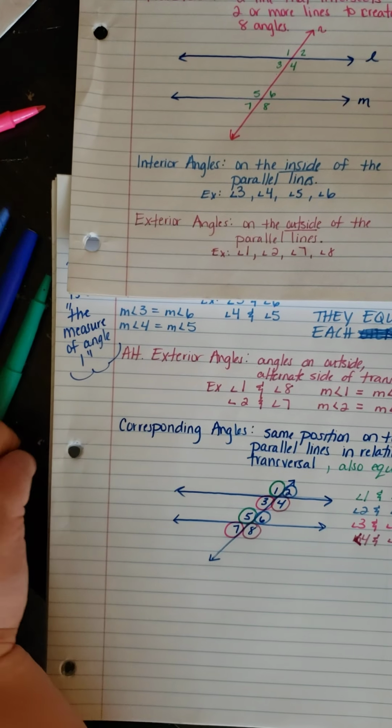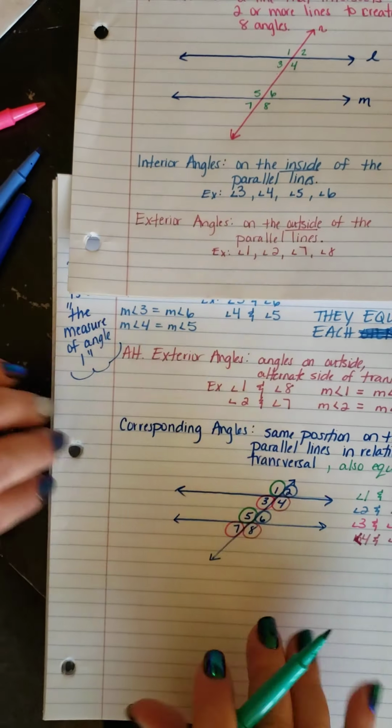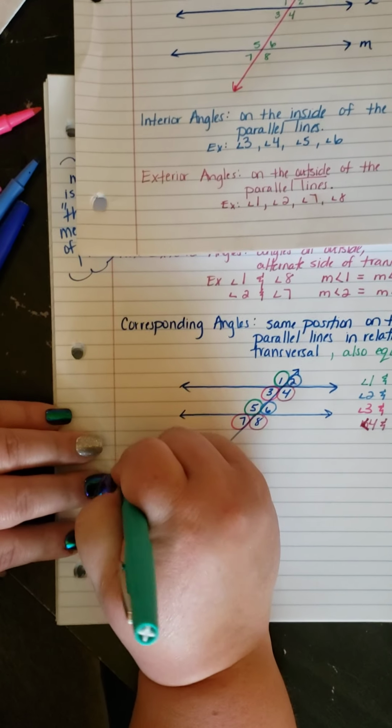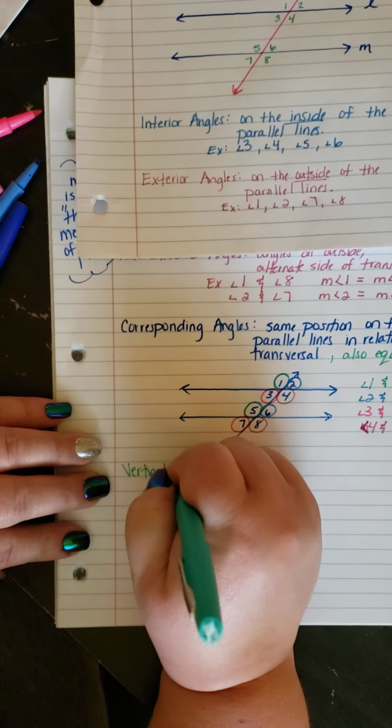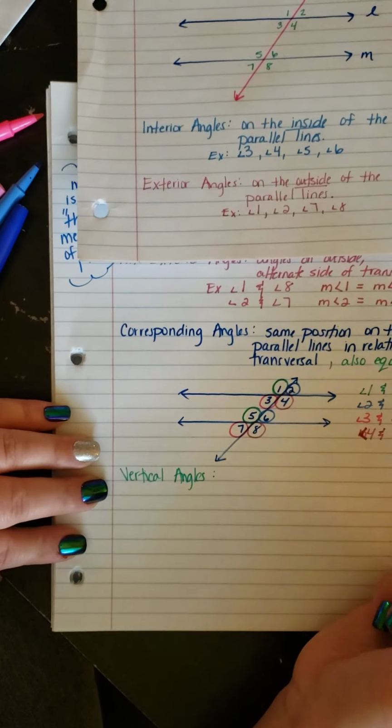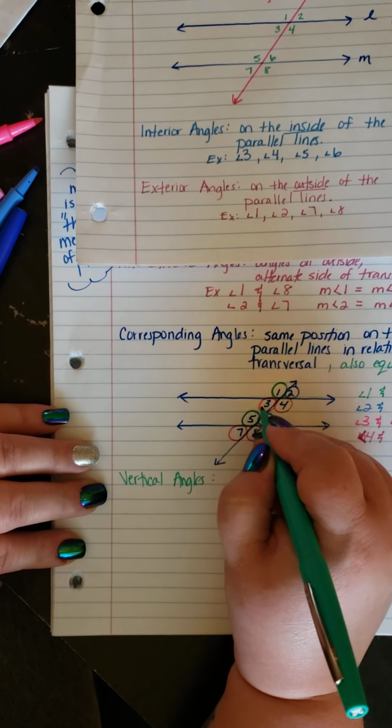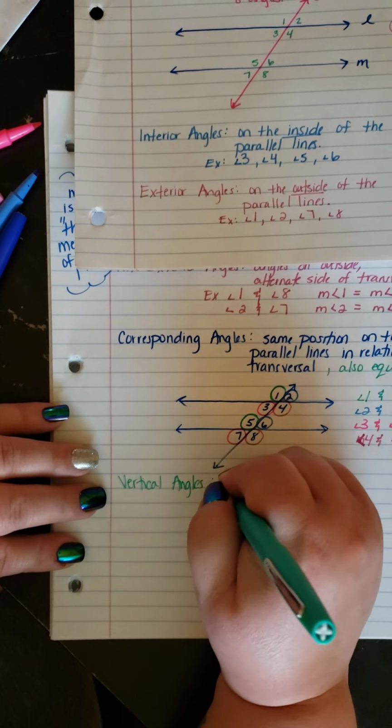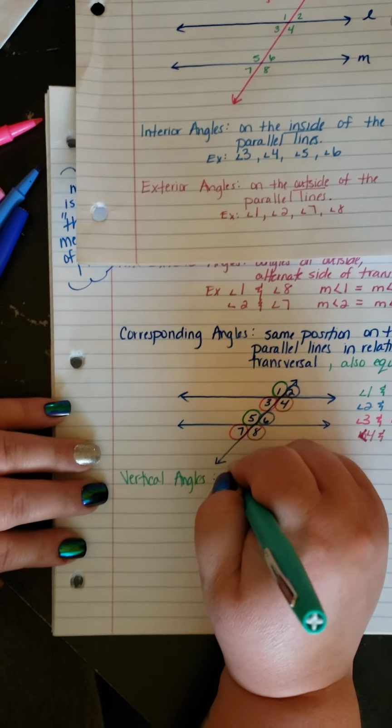The last one that I wanted to say, though, here quick, is vertical angles. Vertical angles are angles on opposite sides of 2 crossing lines. So it doesn't necessarily have to do with the transversal and the parallel lines, but here I would technically have, again, 8 pairs of vertical angles.